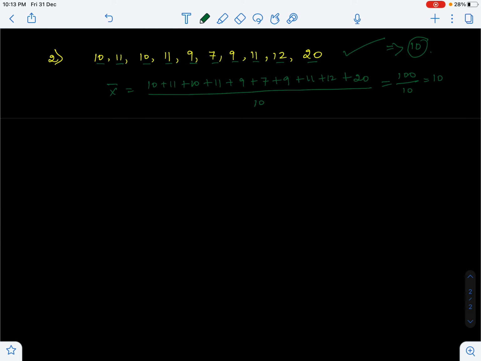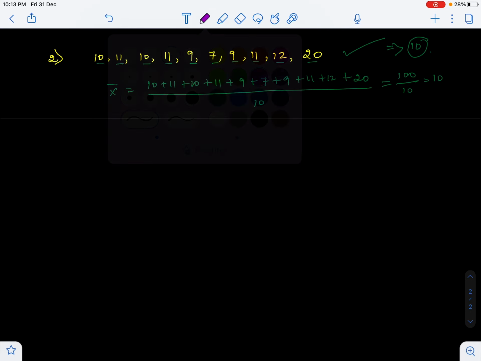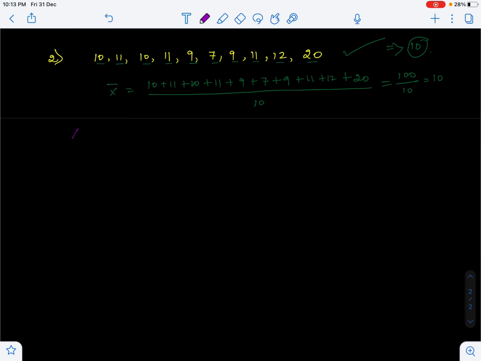In some cases, the number of observations are very large. In those cases, another method of finding the arithmetic mean is the assumed mean method. Let me explain this method by taking one example.